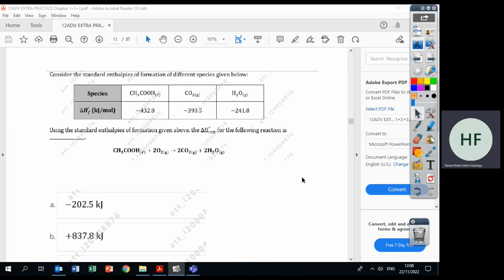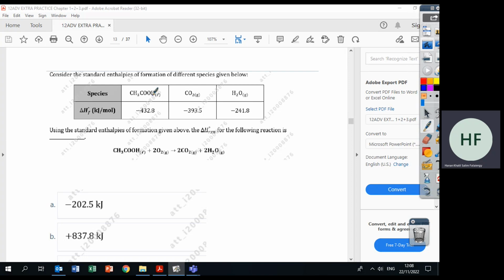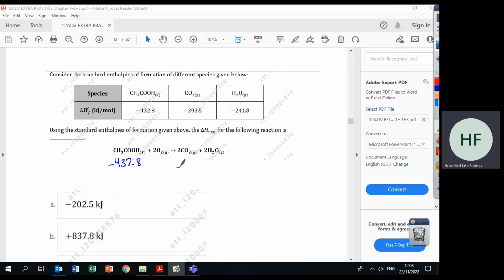Okay, now this is a different question. We need to find delta H reaction, but here he gave you delta H formation for each of these. Like this one, the heat is minus 432.8. CO2 is minus 393.5. And H2O is minus 241.8. Now he didn't give you oxygen because we cannot make oxygen, so its heat is 0.